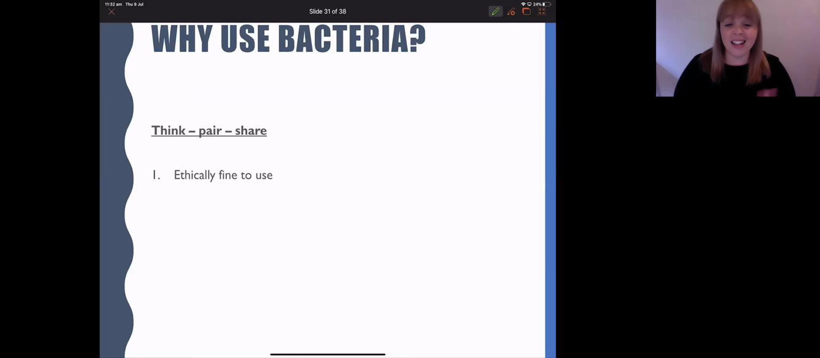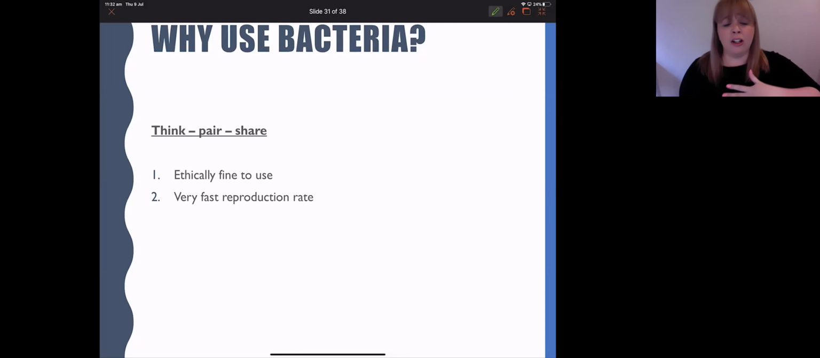So the first thing is, ethically they're fine. Honestly, no one really cares about the feelings of bacteria. We haven't got any studies to indicate that using them as a vector is going to cause ethical issues. So therefore, ethically, we've got no issues with this. Ethical issues to do with pigs and cows, however, large mammals, very intelligent organisms, not great.